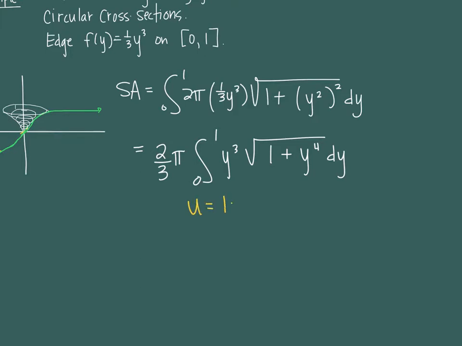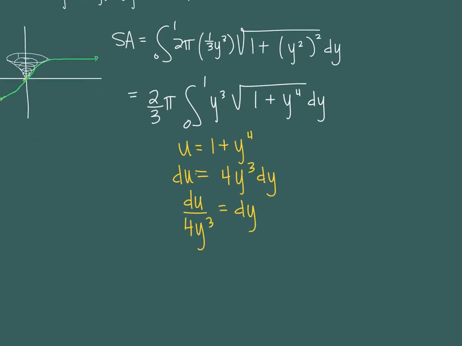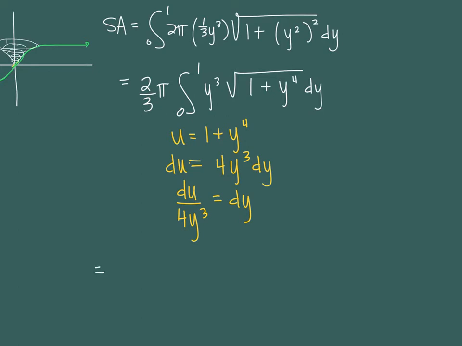I can set u to be 1 plus y to the 4th, which means du is 4 y to the 3rd dy. So dy is du over 4y cubed, and my bounds would change also. So this is actually one that would work out really well for us. My constant out front is 2/3 pi. My new bounds are now 1 to 2.